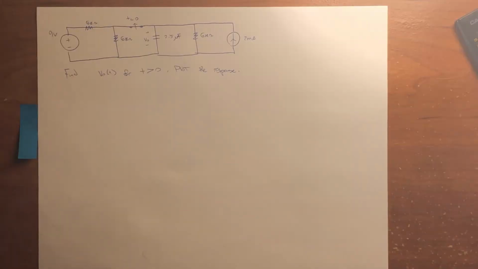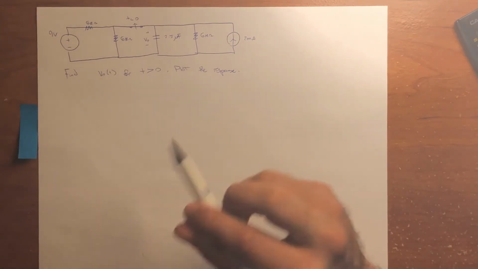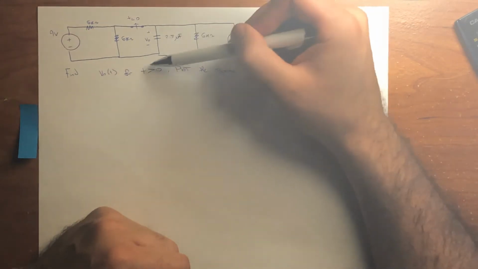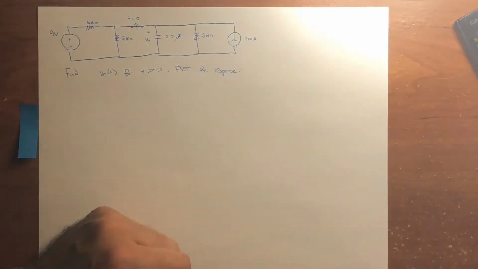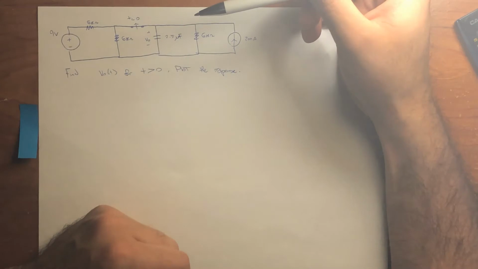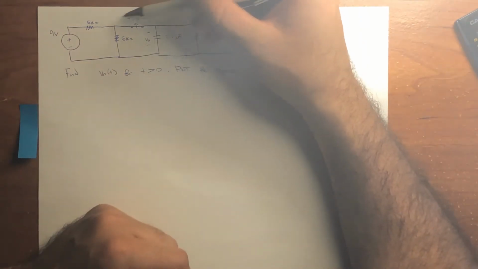So today we're going to be solving a first order RC network. We want to find the voltage across the capacitor for when t is greater than 0, and we want to plot the response. The basic function of this network is that when t equals 0, the switch opens up.